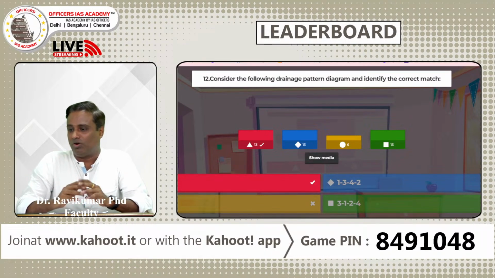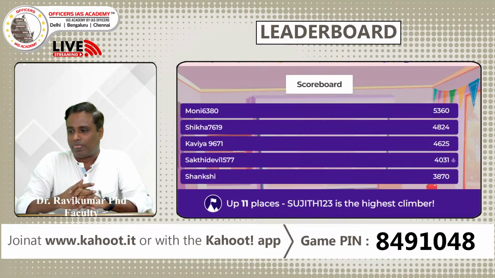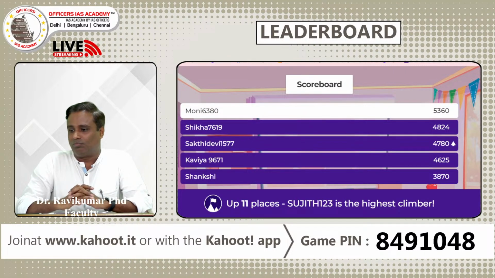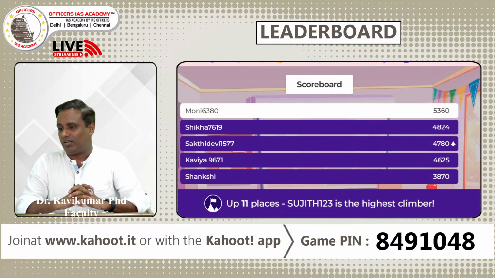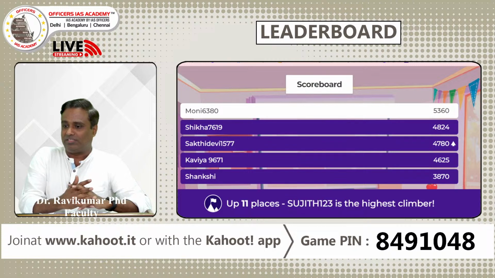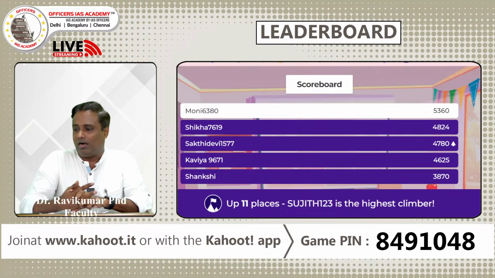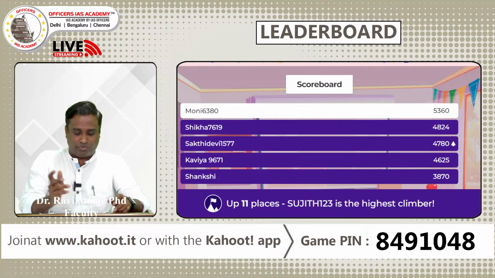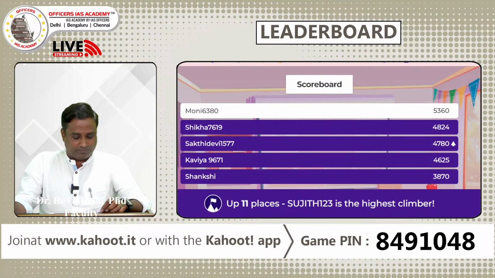So now we go to the leaderboard. Moni and Sheikha retain first and second. That's great. And Satyadevi takes the 3rd position, Kavya 4th and Sakshi 5th. So Sujit climbed 11 places from his previous place. That's good competition. Moving on, only 3 questions to go. So try to get into the spot now.